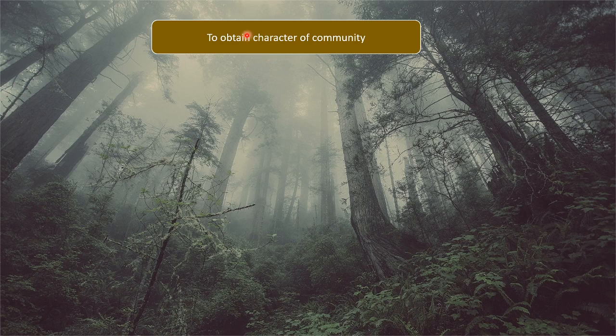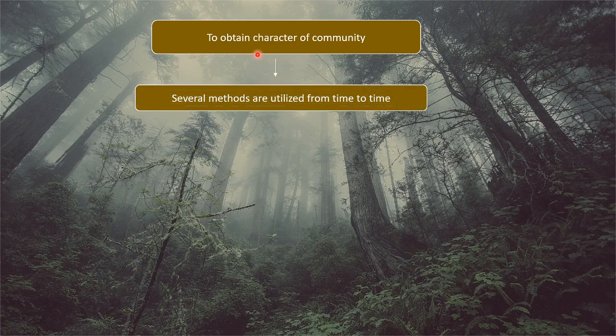So for now you can just remember that to obtain these characters of the community, we need some methods, and these methods that we are going to discuss now are utilized from time to time. So with the changing time, the methods are also changed, or sometimes a combination of 2 or 3 methods are used to obtain the characters of these communities.